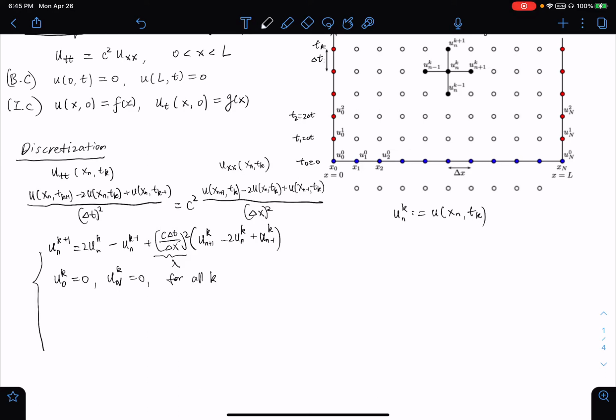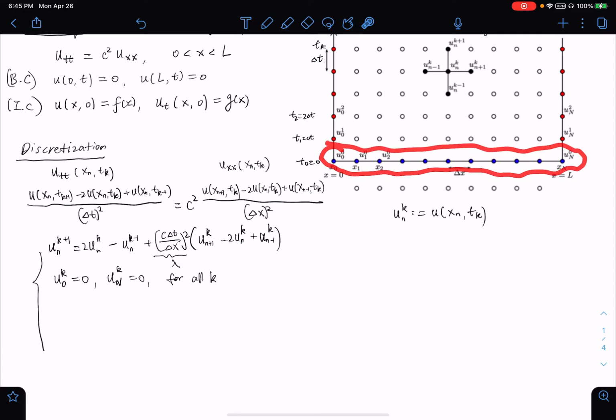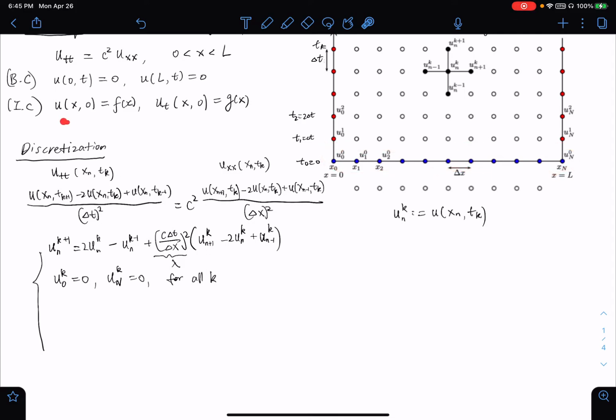And similarly, as with the initial condition of the heat equation, we also have the initial values here at time step t equals 0, which is this. So in particular, for time step 0, for all xn, we have f of xn. In other words, the values at these blue points are also known.